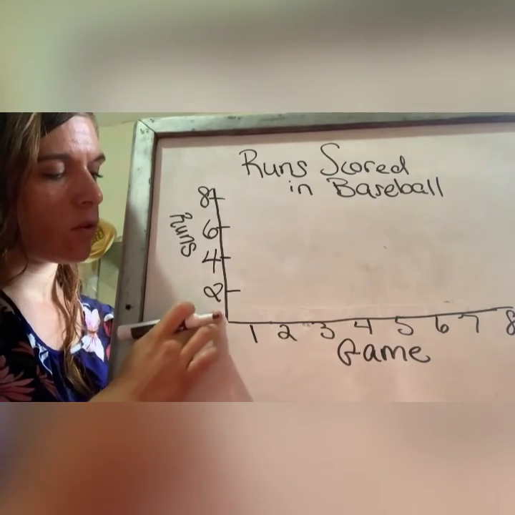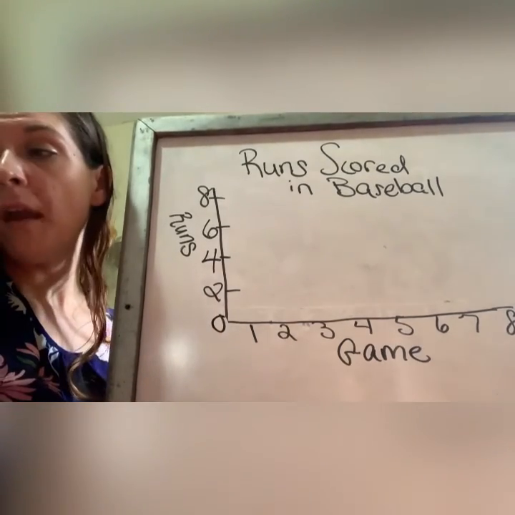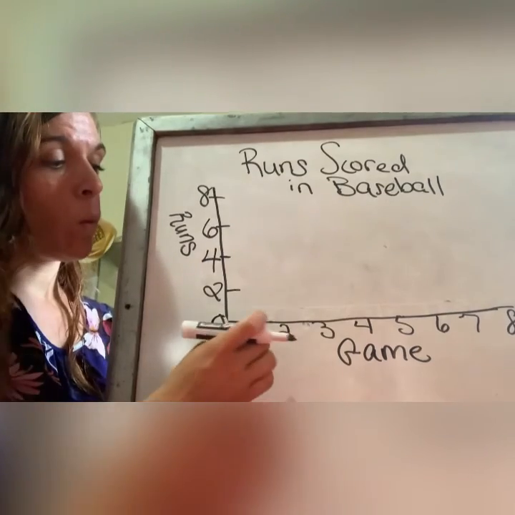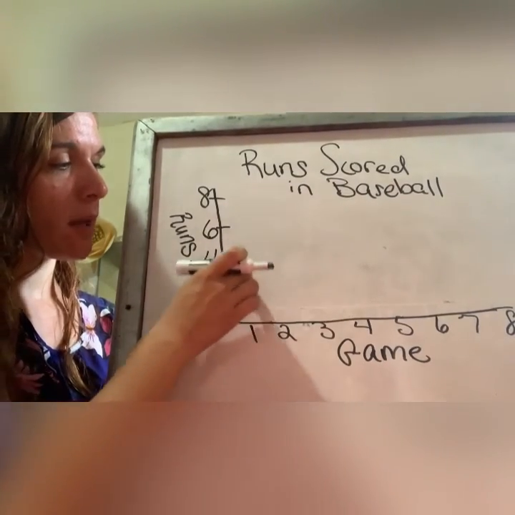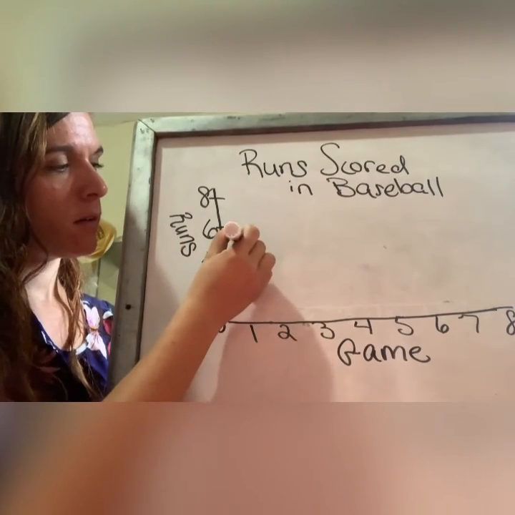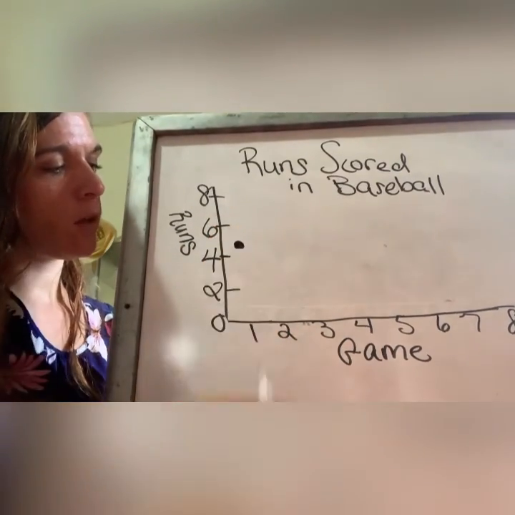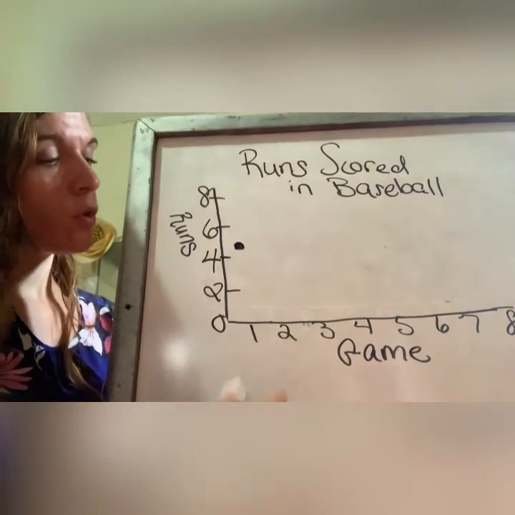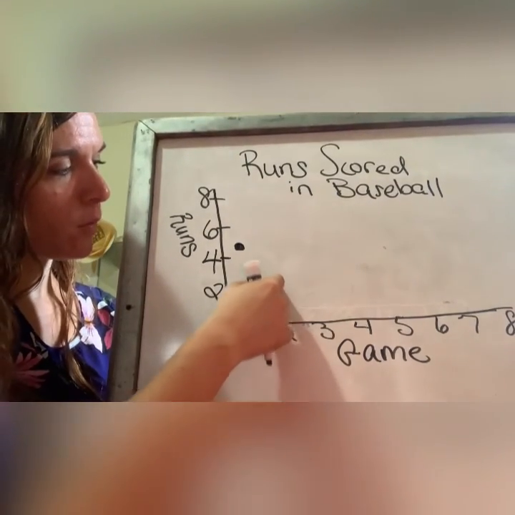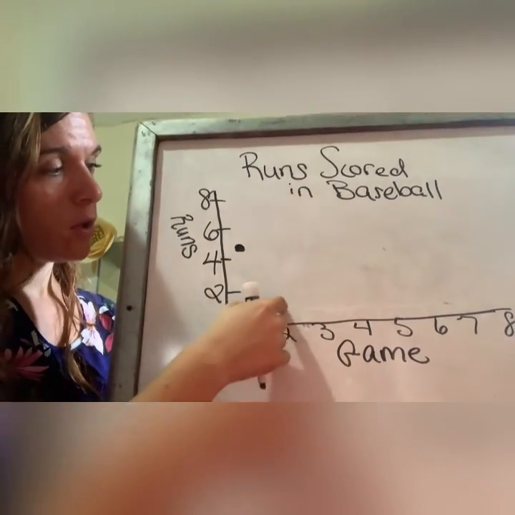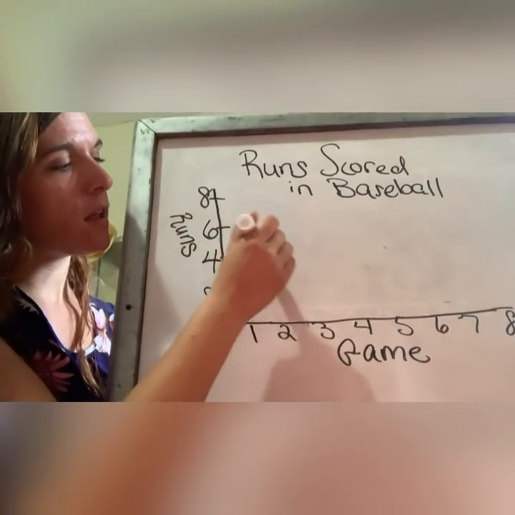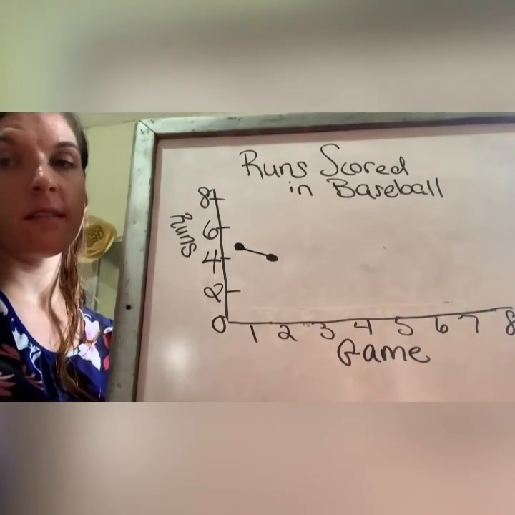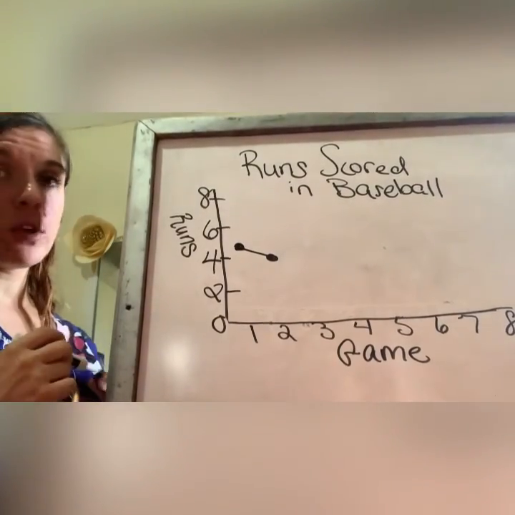Then we are going to write our information. On game 1, there were 5 runs. So we go up from game 1 to 5 right here and put our dot, okay? Game 2, there were 4. So we do game 2, go up to 4, which is right here, okay? Then you finish it and you connect the dots like that. That's what your line graph should look like.